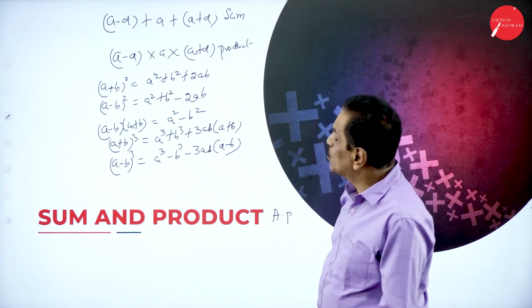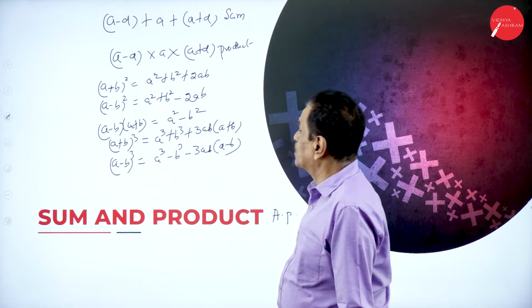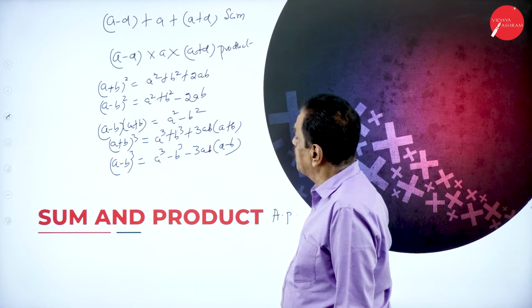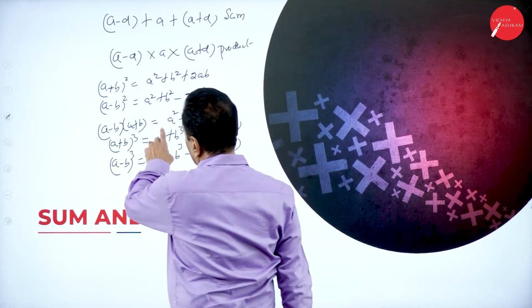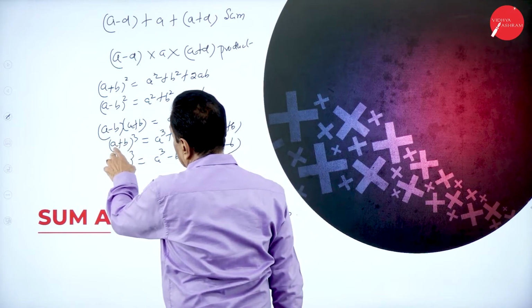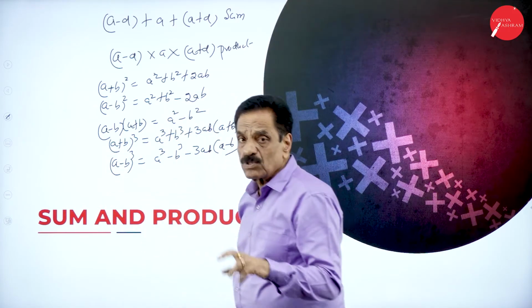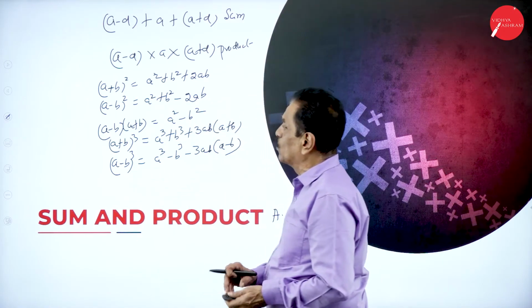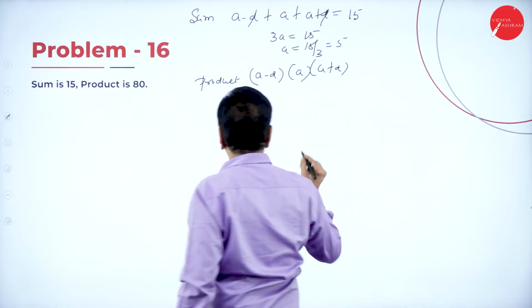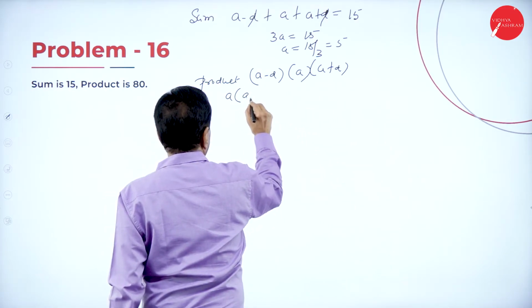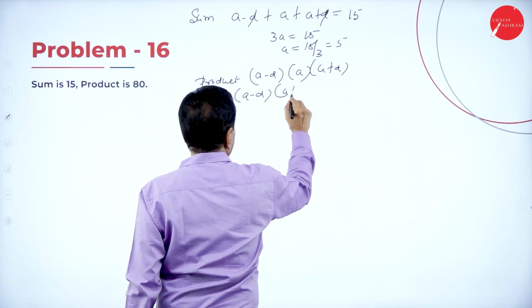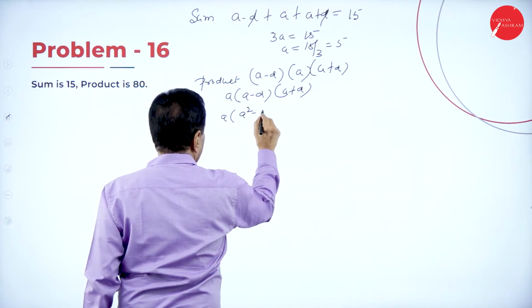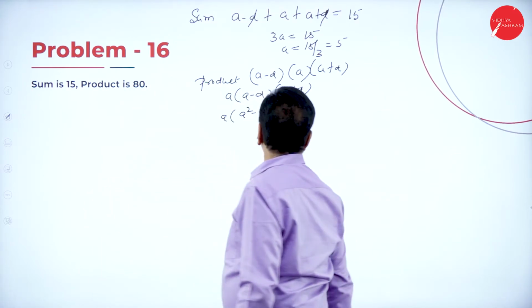What is A plus B whole square? A square plus B square plus 2AB. A minus B whole square, A square plus B square minus 2AB. A minus B into A plus B, A square minus B square. By chance it is A minus D into A plus D is A square minus D square. This is A plus B whole cube. This is A minus B whole cube. You come back to the formula product. A into A minus D into A plus D can be written as A into A square minus D square. This is a formula.